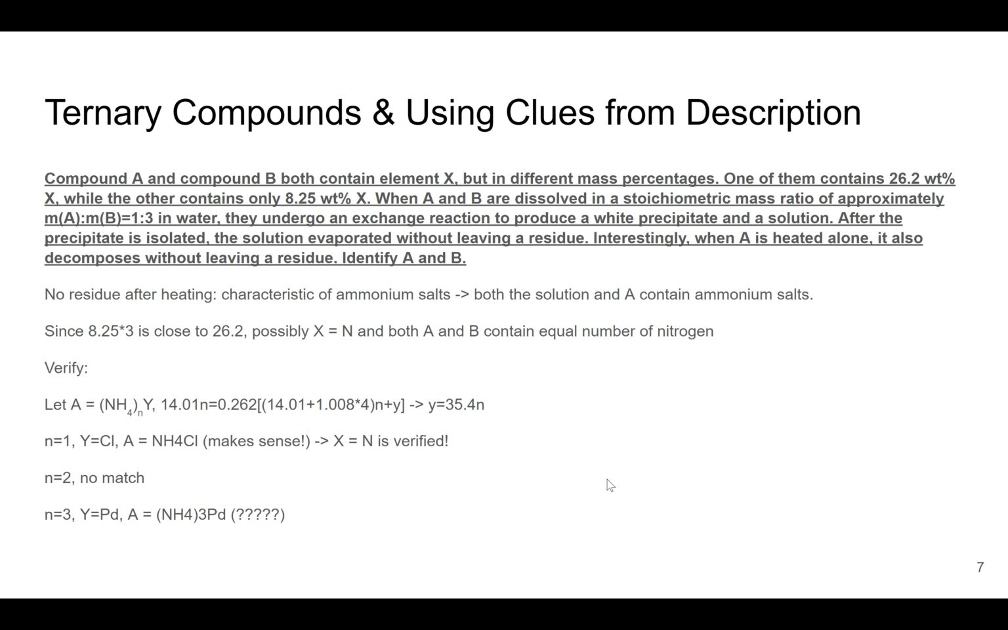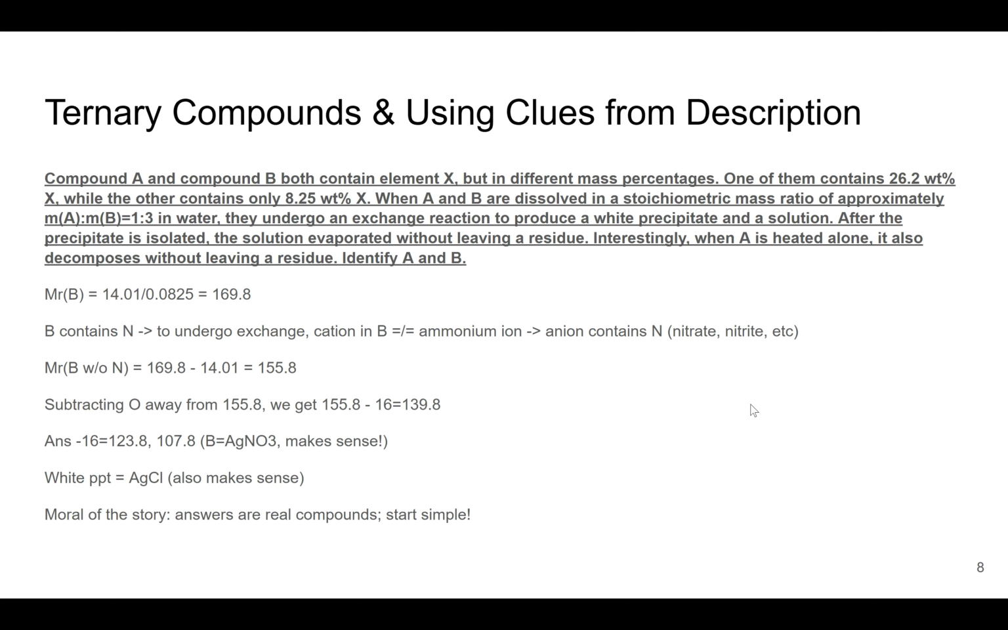So let's just move ahead with the X is nitrogen answer, and so we know the relative molecular mass of B will just be equal to the relative atomic mass of nitrogen divided by the weight percentage of nitrogen in X. So we know that there's only one nitrogen atom inside the formula of B because there's only one atom of nitrogen inside the formula of A, and we know the number of oxygen inside the formula of A and B is equal because of this clue here, the 1:3 clue and the ratio of 26.2 to 8.25. So we know that's the case, and it makes our life much simpler.